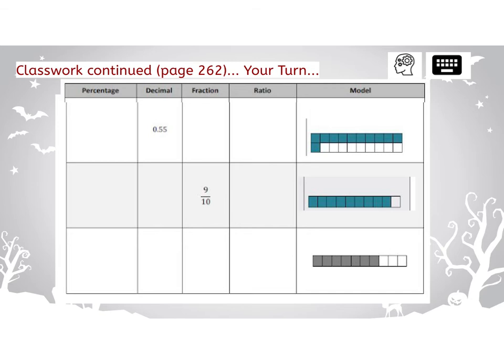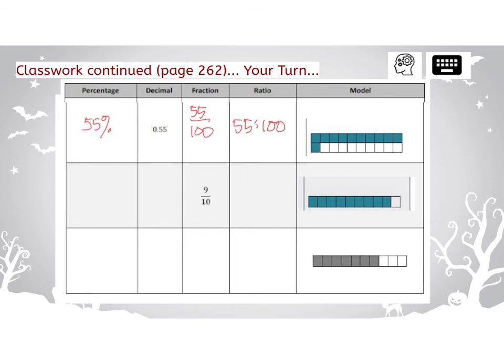Now we get to write the percent. So I'm going to write 55%. The fraction is 55 out of 100. Ratio 55 out of 100. If you wanted to reduce that, 5 times 11 is 55. So I could take out a 5 and get 11, take out a 5 and I get 20. So you could do that if you wanted.